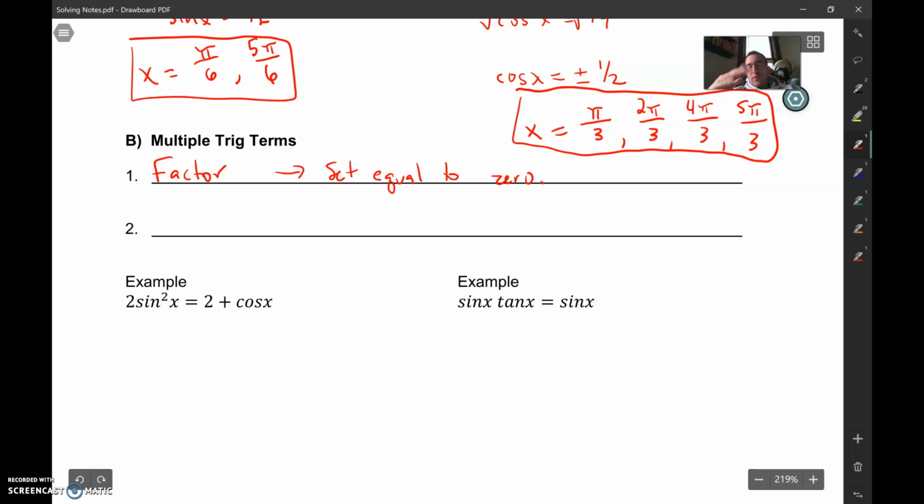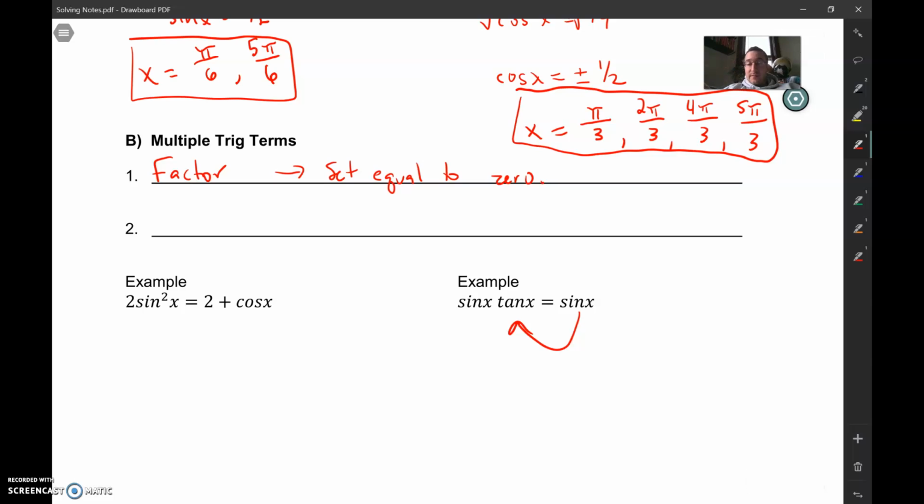You want to move everything to one side of the equation, right? Like if you look at example 1, you can see that the equal sign is here and the terms are on either side. We need to move everything to the left and set it equal to 0 before we factor. And then on the right, same thing. We need to move this sine of x over here.